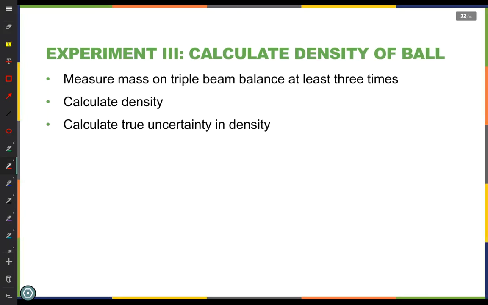And so that's what procedure 2 is. That's supposed to be on this slide that's blank. I don't know why it's blank, obviously. Procedure 3 is going to be to calculate the density of the ball.